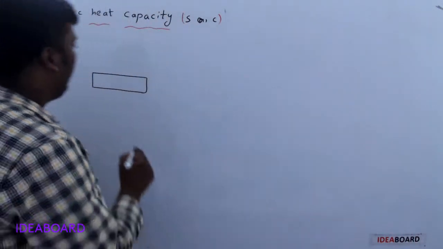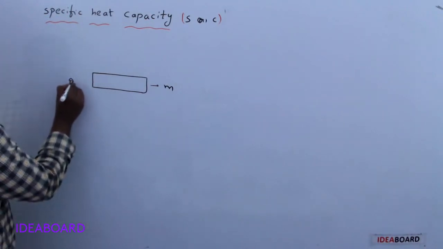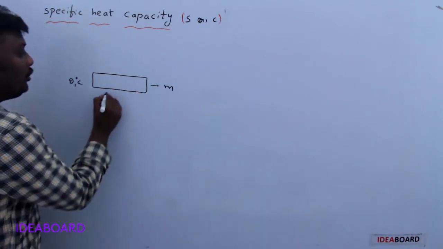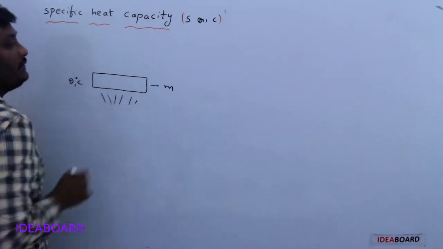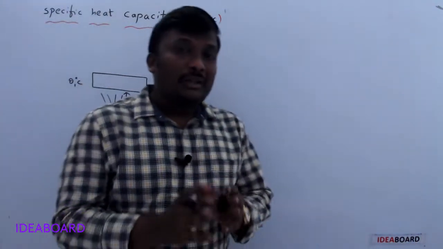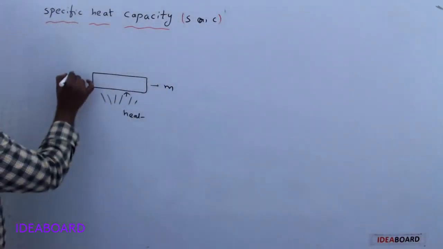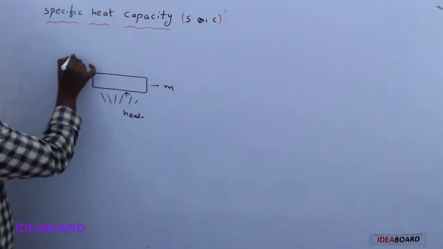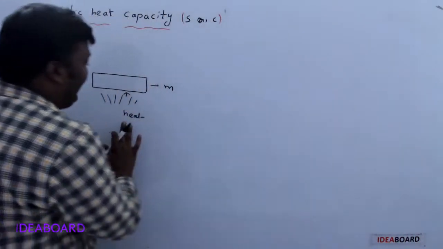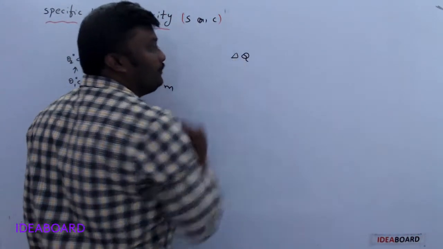Take a substance. This substance has some mass M and its initial temperature is theta 1 degree Celsius, or Kelvin. Now you supply a certain amount of heat to this substance. Whenever you supply heat to the substance, the temperature rises to some theta 2 degree Celsius. Here the amount of heat you supplied is denoted by delta Q.